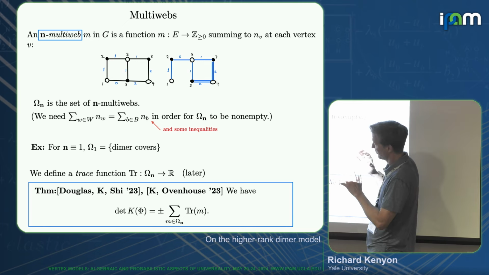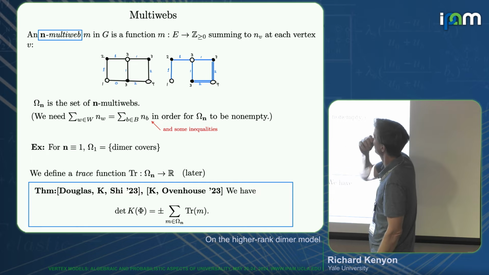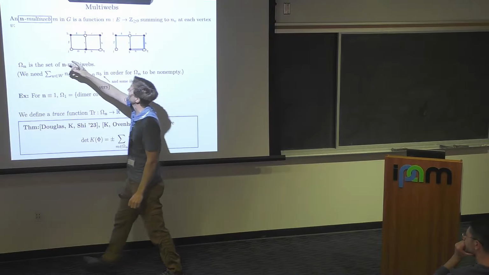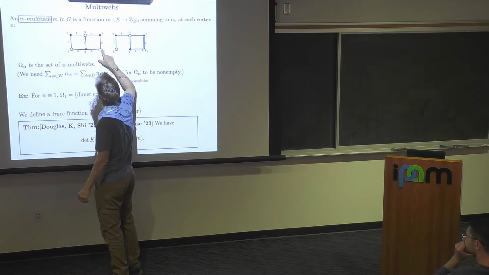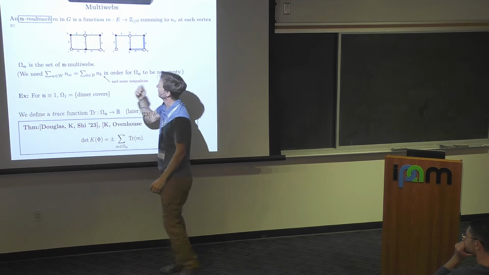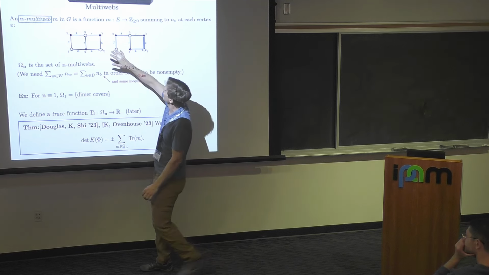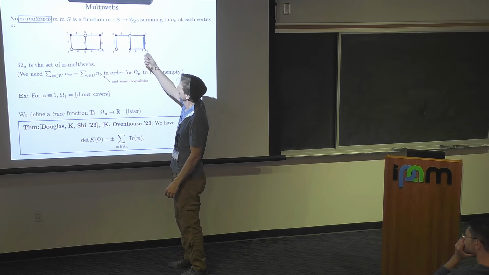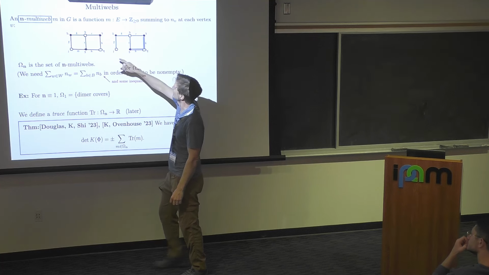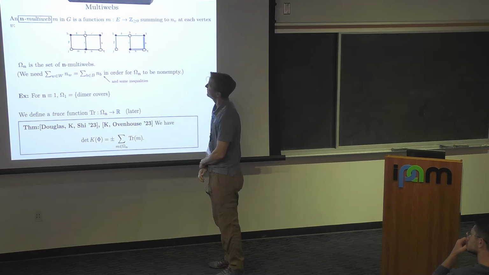Okay, so we have our graph with the connection. What generalizes a dimer cover? This thing is called an n-multiweb. Here, the boldface n is supposed to indicate that it's a function on the vertices, a non-negative integer valued function on the vertices. And an n-multiweb is just a non-negative integer valued function on the edges, which sums around each vertex to the dimension of the vector space sitting there.